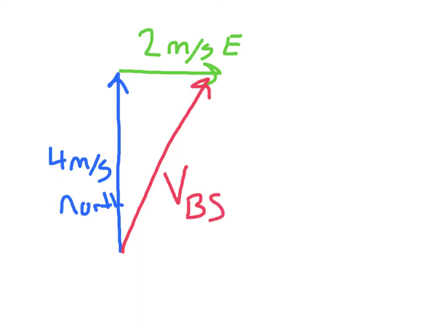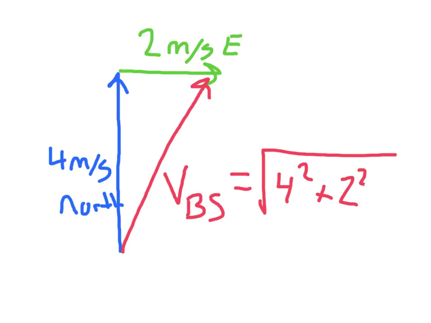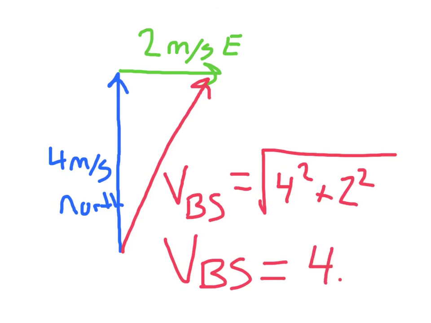And to find the magnitude, we just use the Pythagorean theorem. So it equals the square root of 4 squared plus 2 squared. So VBS equals approximately 4.5 meters per second.